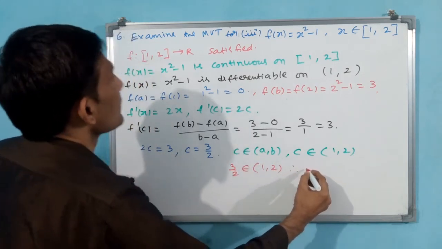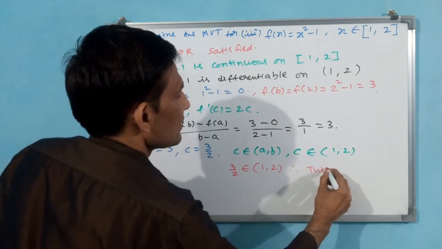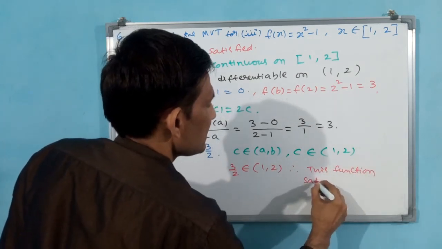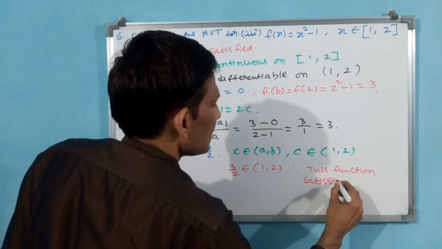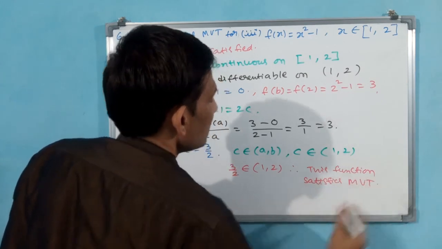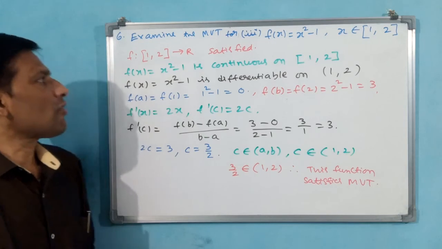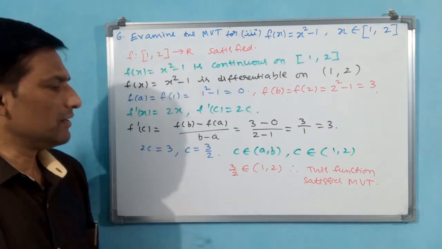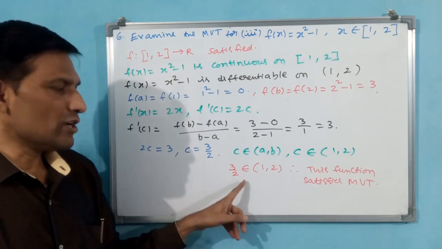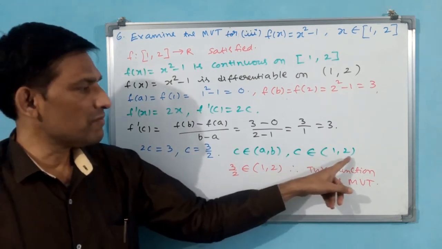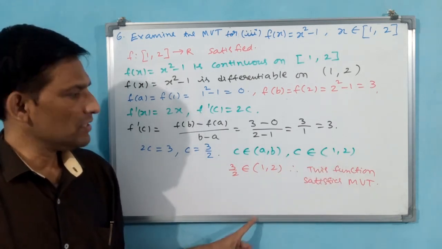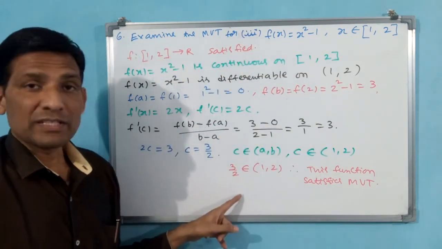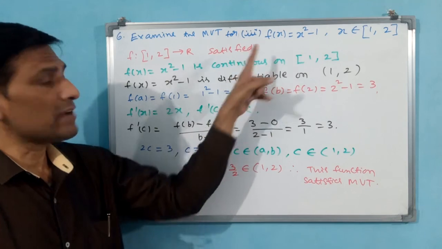Therefore, this function satisfies the mean value theorem. Why? Because all conditions are satisfied, you see. Finally, see, this 3 by 2 is in between 1 and 2, 1.5. That is why this function satisfies the mean value theorem. But this function did not satisfy Rolle's theorem.